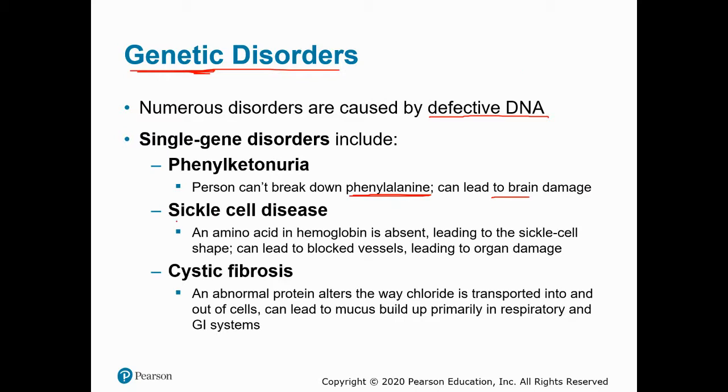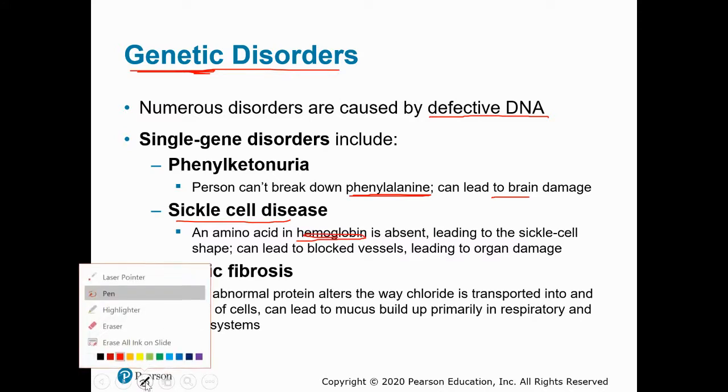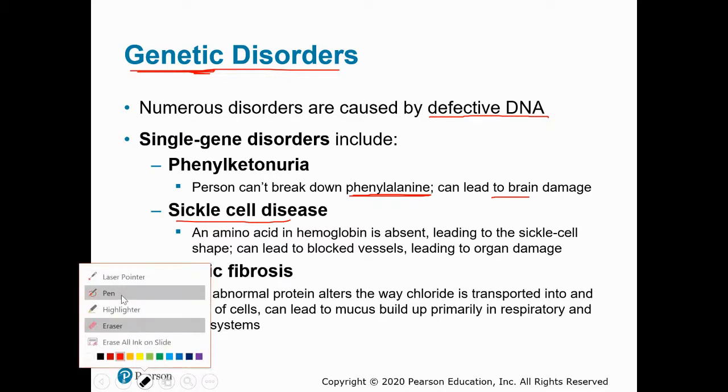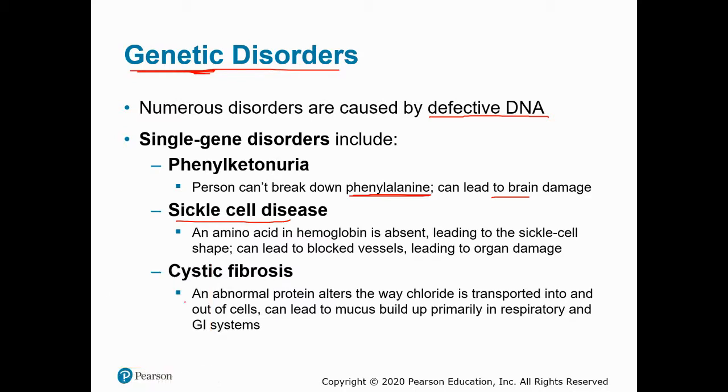In sickle cell disease, what we see is improper formation of the red blood cells. So the red blood cells form in this sickle shape. And so that can lead to poor blood flow, can actually lead to blockage of the blood vessels, and that can damage organs that might not get enough blood supply. And then lastly, we see something called cystic fibrosis. Again, so all of these, phenylalanine being an amino acid, hemoglobin being a protein, right?